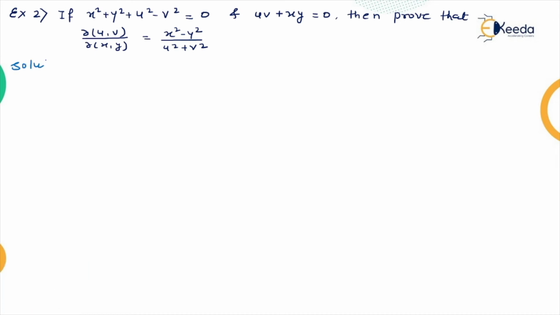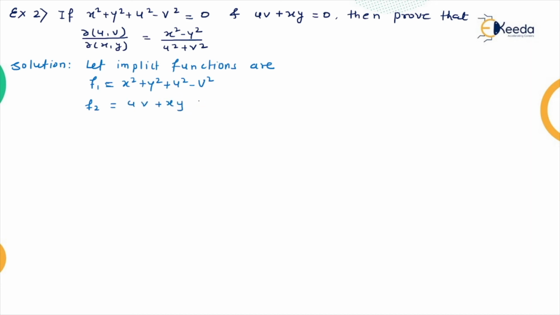So the solution is there. Let the implicit functions be f1 and f2. What is f1? Simply observe the first function: f1 is equal to x square plus y square plus u square minus v square, and f2 is equal to uv plus xy. These are functions of u, v, x, y, and we set them equal to 0.